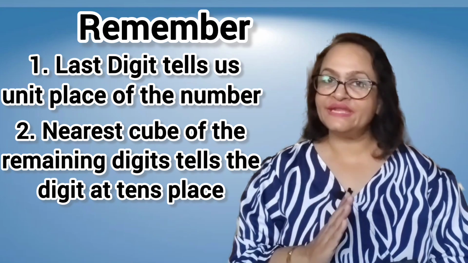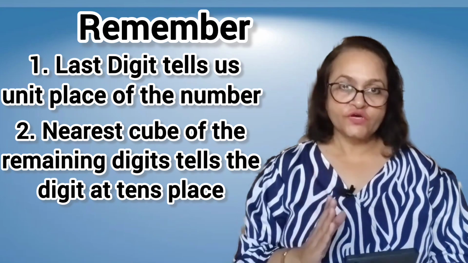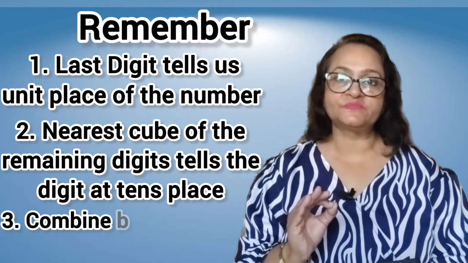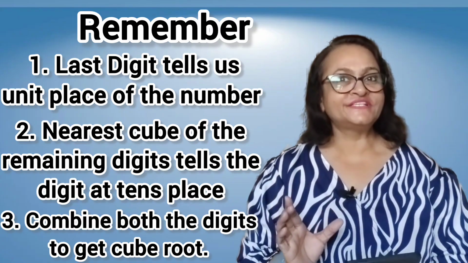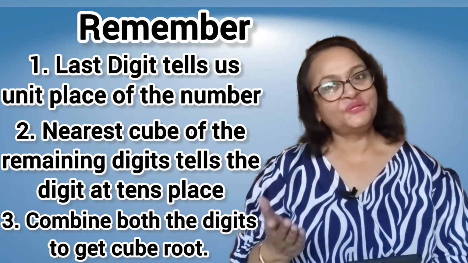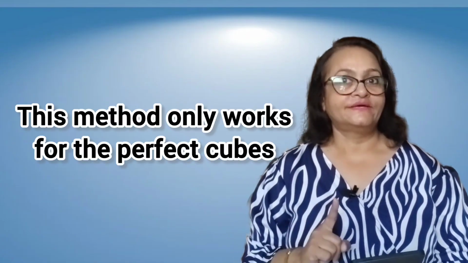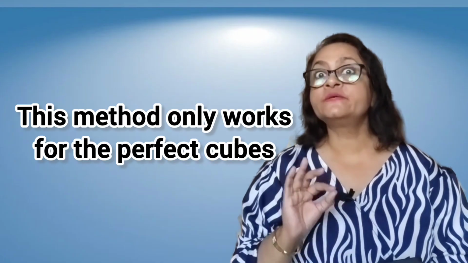So always remember, last digit tells us the unit place of the number. Nearest cube of the remaining digits tell us the first digit or the digit at the tens place. Combine both the digits and that's your cube root. And don't forget, this method only works for perfect cubes. Now you know the secret trick for cube roots, and that too with the logic behind it.